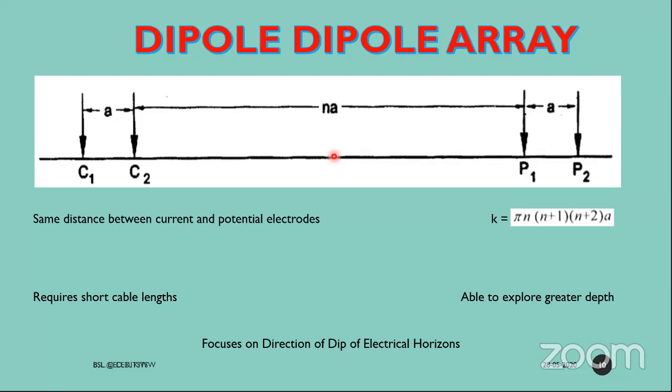The biggest advantage of this method is that these two electrodes are to be connected together, and these two are to be connected together, so it requires a shorter cable length. Especially, the geometrical constant K is different, as follows: pi into n into n plus 1 into n plus 2 into a, where n is the multiple number. And this method is recommended to explore the direction of dip.